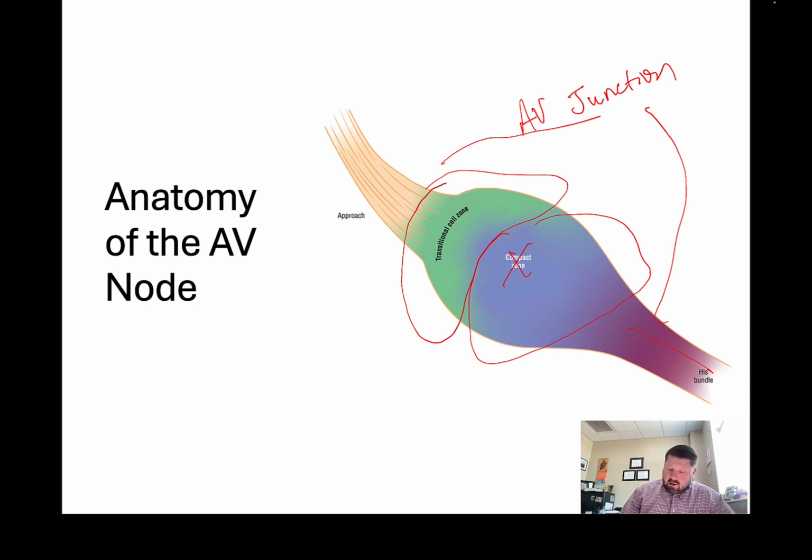And then the third zone is the bifurcation of the His bundle down lower. It's insulated from the rest of the myocardium, and it penetrates the septum there, and then it rapidly conducts the impulses to the bundle branches to where we get into ventricular conduction itself.